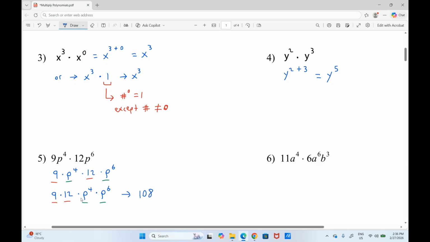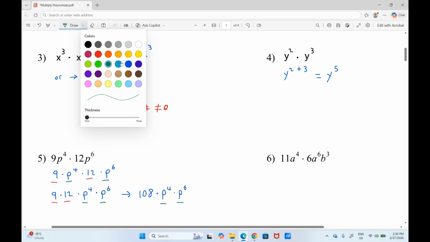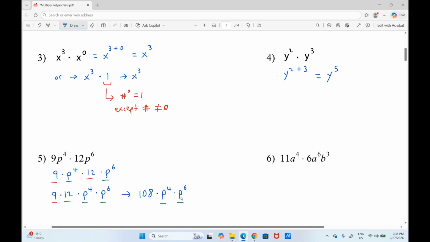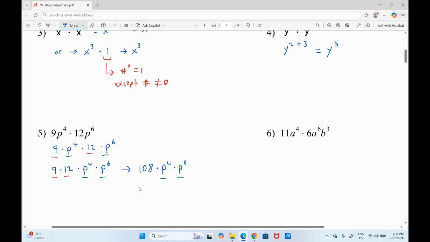So I'm going to have 108 now. I just simplified this question, and now I have p to the exponent of 4 left and p to the exponent of 6 left. Now I can simplify my same base powers, which are my p's. So for this one, I still have my 108, and I'm going to multiply it to p to the exponent of 4 times p to the exponent of 6. Now, because they have the same base, I can just add my exponents together.